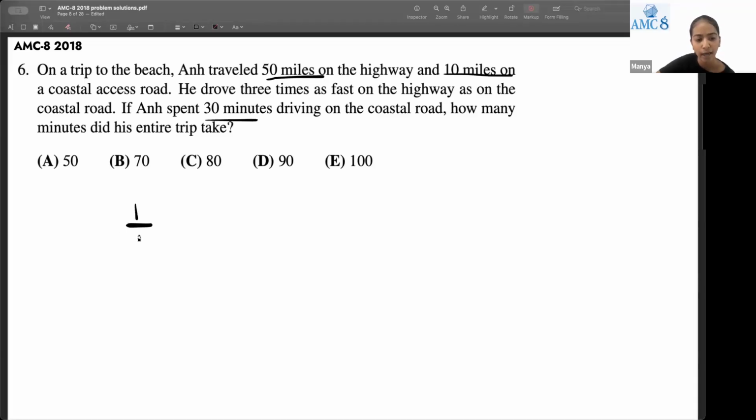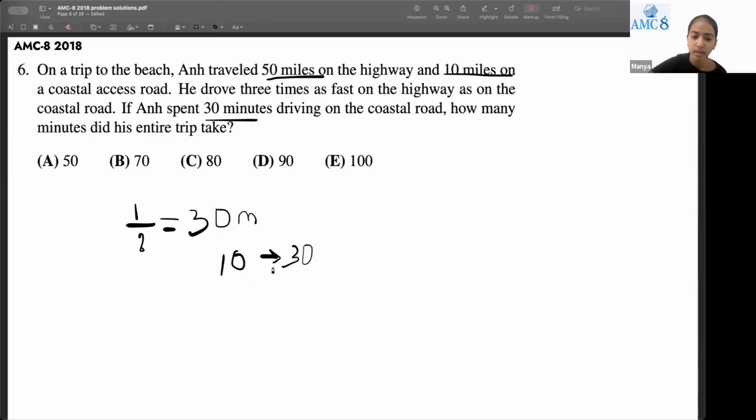Anne spent 30 minutes driving on the coastal road. So that would be 1/2, since there's 60 minutes in an hour. So half of the 1 hour will be giving us 30 minutes. So to find out the speed, well, speed is going to be distance over time. He drove 10 miles in 30 minutes, so how many miles can he drive in 60 minutes?